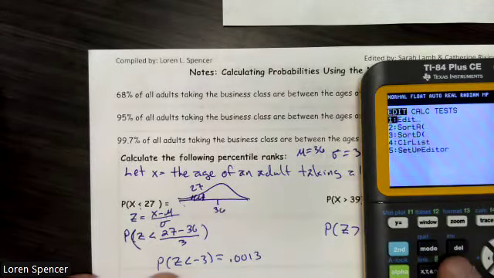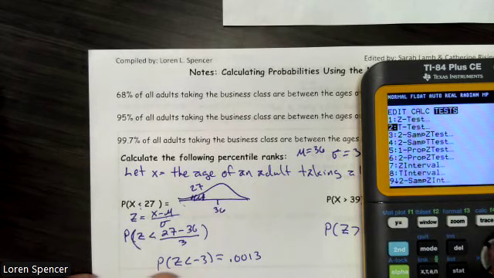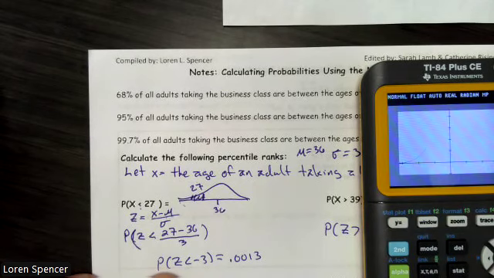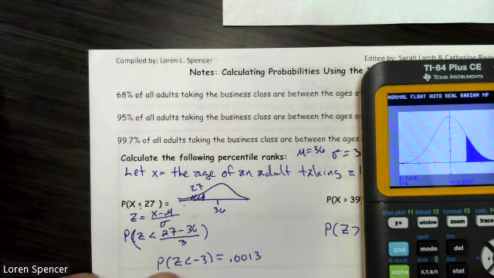I want to do this one more time. I just want to show you something. Stat test, Z test. We're going to run it. We're not changing anything, but instead of calculate, we're going to ask it to draw it. Well, there it is. It drew it for us. Okay.